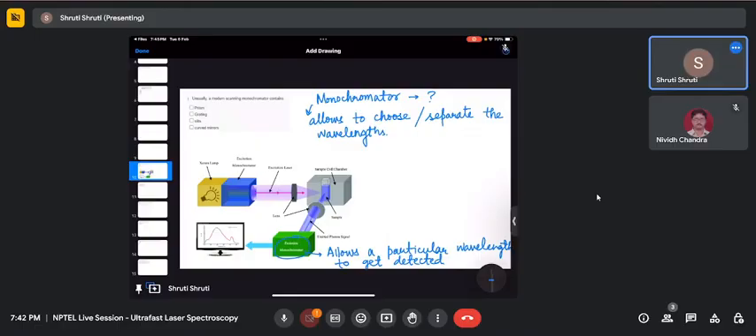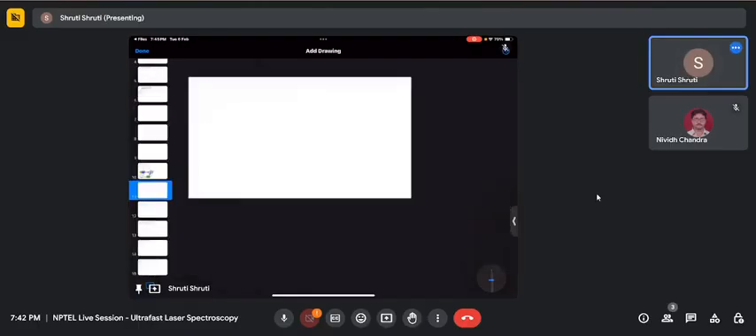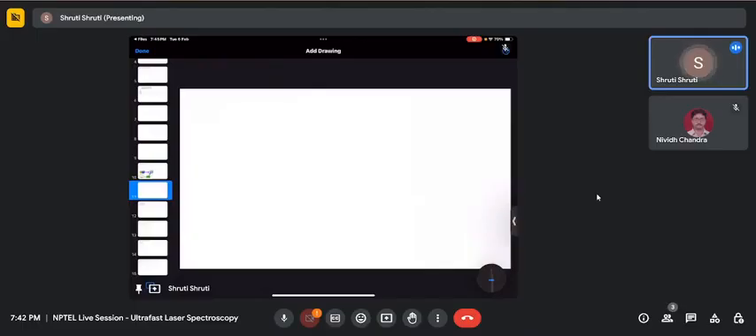So you can change this slit width. The slit width is the parameter which we adjust via the software. The slit width also has a role in the wavelength resolution. So if the slit width is very large, the separation of the wavelength will not be fine enough.